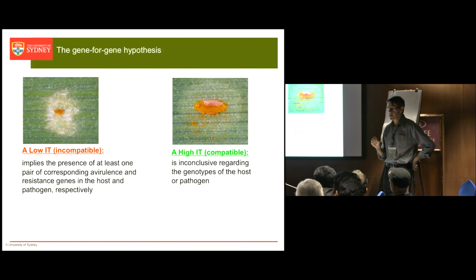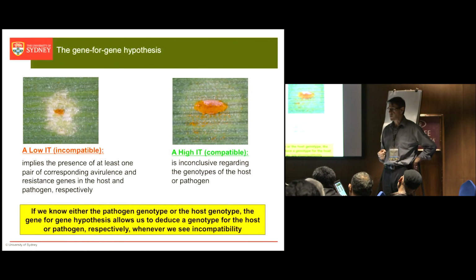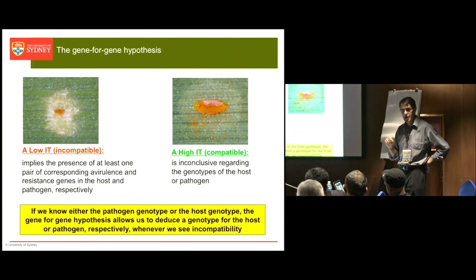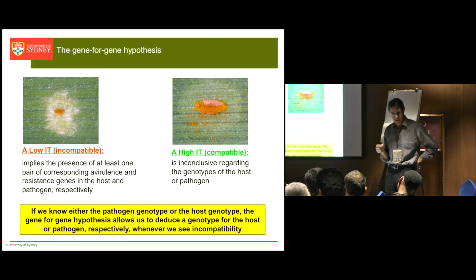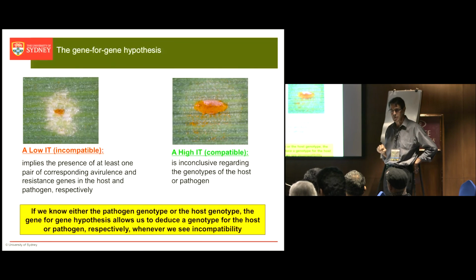So when we see incompatibility, the gene for gene hypothesis allows us to deduce a genotype for the pathogen and the host. When we see compatibility, we can't. We don't know which one of those three possibilities is actually operational. And I think I've said that there in the yellow. The corollary of that, and this is where we can apply the gene for gene hypothesis in resistance, is that if we know either the pathogen genotype or the host genotype, the gene for gene hypothesis allows us to deduce a genotype for the host or the pathogen respectively whenever we see that incompatibility. Now, that may sound a little confusing, but I'm now going to spend a fair bit of time explaining what I mean by what's in the yellow box there.